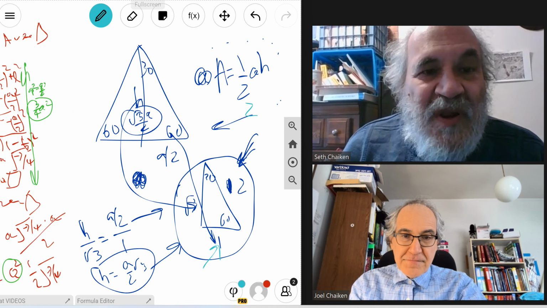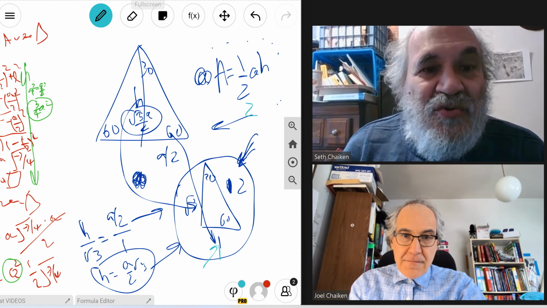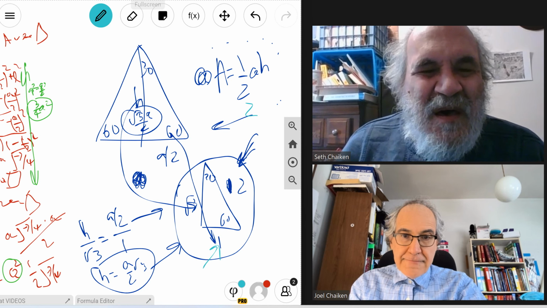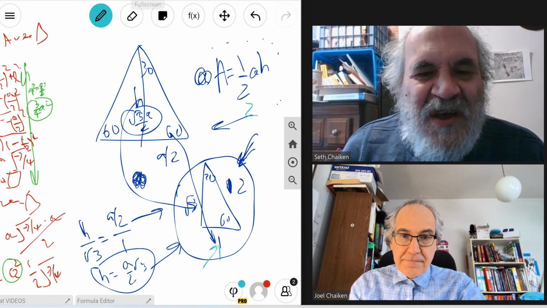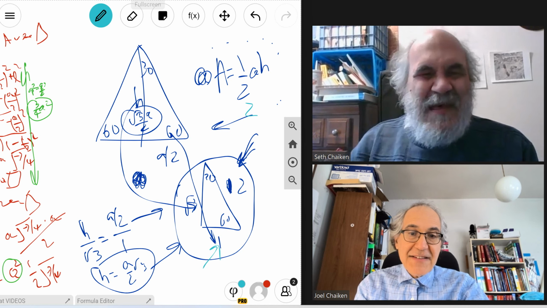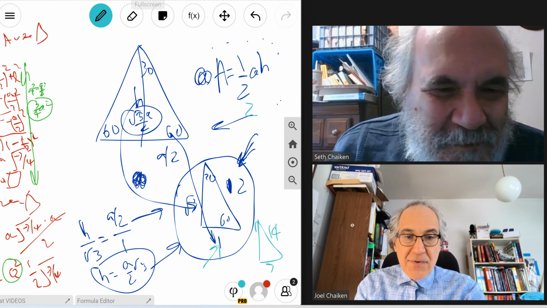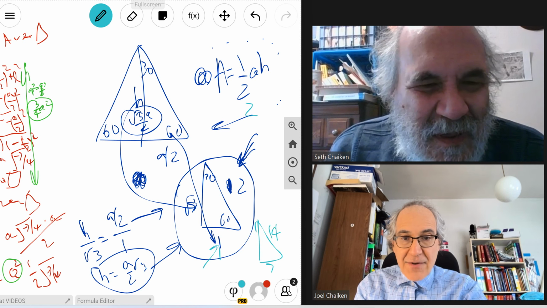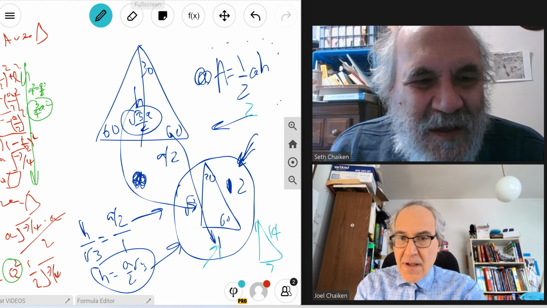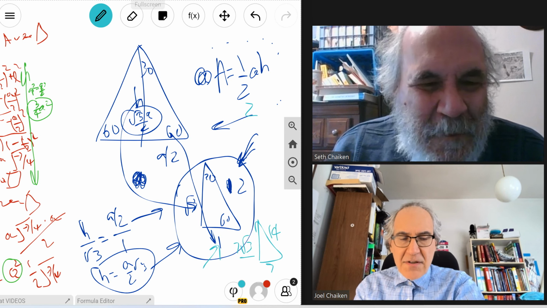Similarly, I think what I remember better is that if I know the short side of a 30, 60, 90 triangle, I know right off that the hypotenuse is twice the short side. That's exactly right. If someone gives you a 7 here, then you immediately know this is a 14. And this should be 7 radical 3, right? Yes, 7 radical 3.